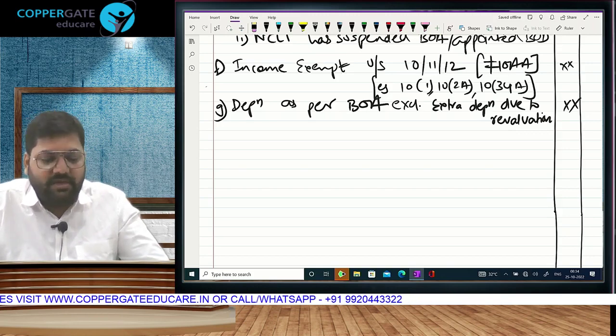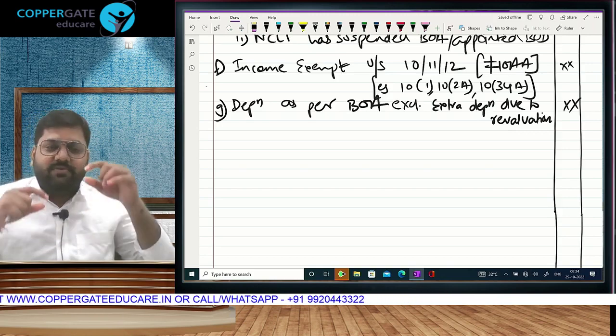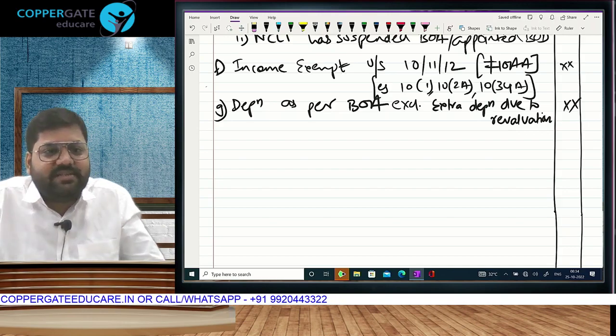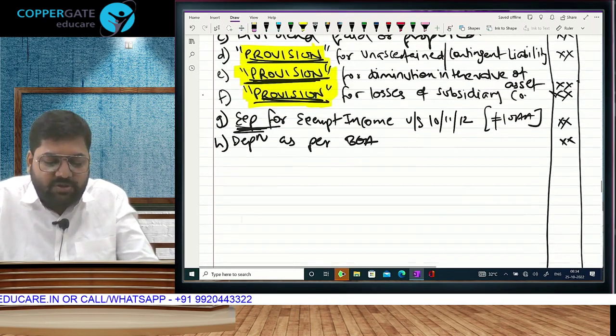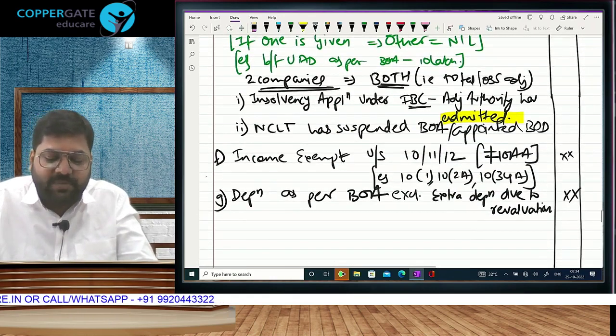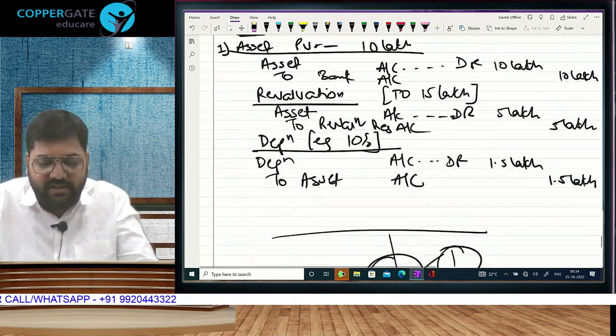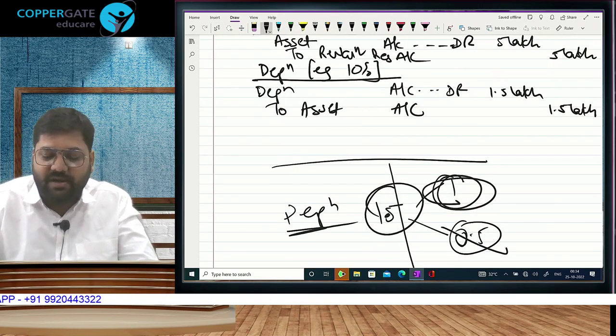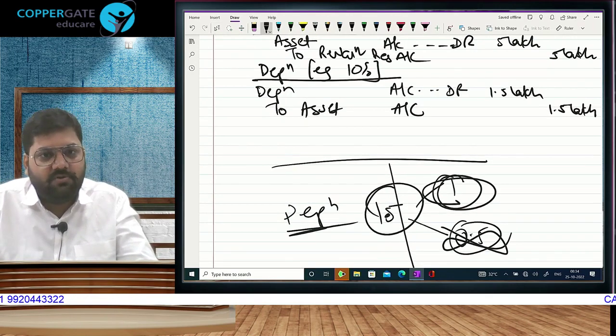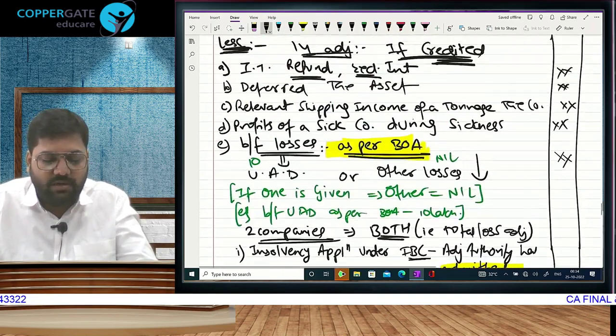Yes. Chaliye. So, did I tell you that individually understanding these entries is not at all difficult? Theek hai. So, add as per books of accounts, less as per books only, excluding the revaluation depreciation. Therefore, in our example, automatically 1 lakh will become allowed and 50,000 will become disallowed. No problem. Chaliye. Now, let's go to the other adjustments.